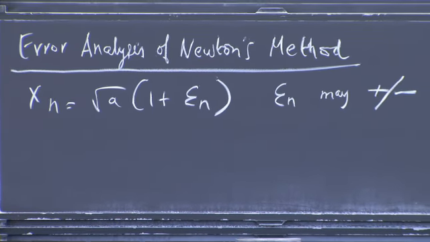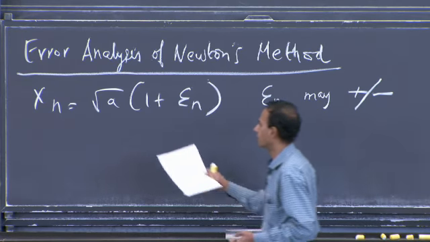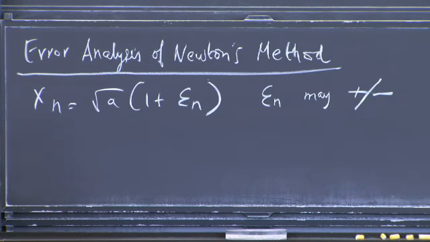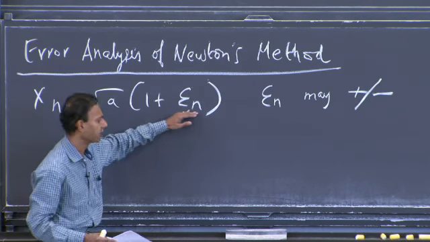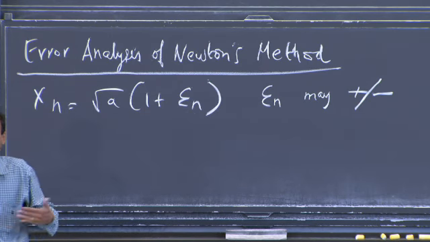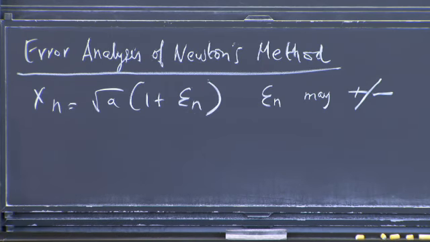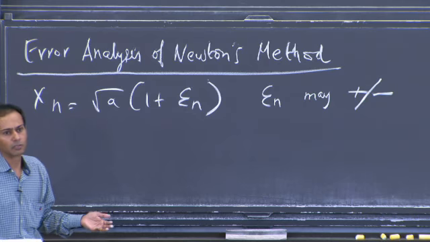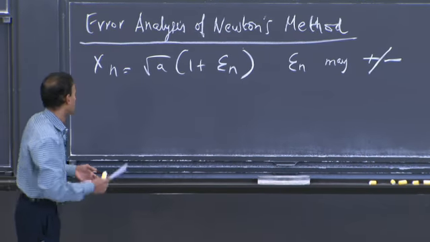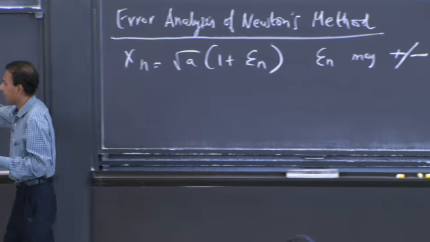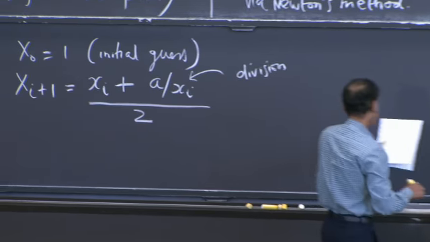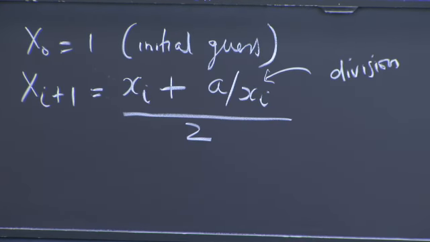So we have an error associated with x_n in the nth iteration with respect to what we want, which is square root of a, and it's off by something. It may be a large quantity in the beginning. We want to show convergence, so obviously we want epsilon_n, as n becomes large, to tend to 0. How fast does this approach 0? That's the question.